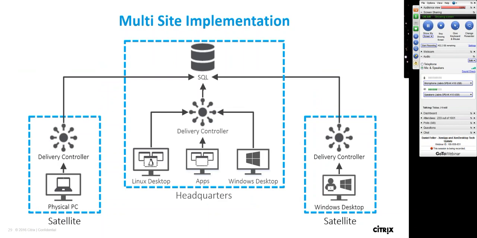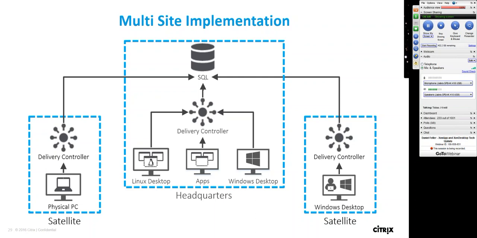And basically, what happens here is you have satellite zones. Those delivery controllers in those satellite zones will talk to the central SQL database. Now, just because we have zones doesn't mean you use zones everywhere. So for instance, let's say I had a satellite zone with 5,000 users. Would I make that a zone, or would I make it its own separate implementation? And so we have some recommendations on the size of your sites as well as the network connection.